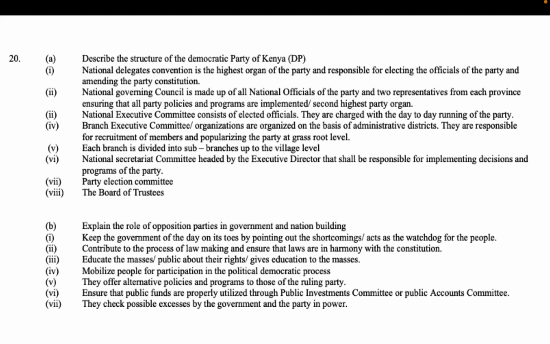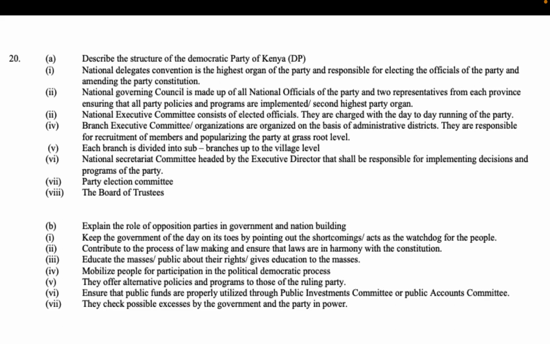Four, Branch Executive Committee. Branches are organized on the basis of administrative districts. They are responsible for recruitment of members and popularizing the party at grassroots level. Five, each branch is divided into sub-branches up to the village level. Six, National Secretariat Committee headed by the Executive Director that shall be responsible for implementing decisions and programs of the party. Seven, Party Election Committee. Eight, the Board of Trustees.